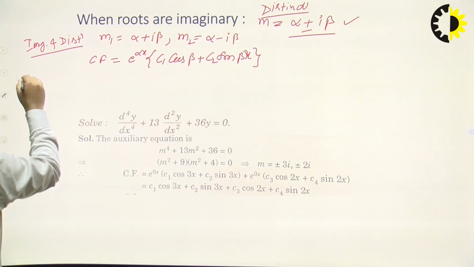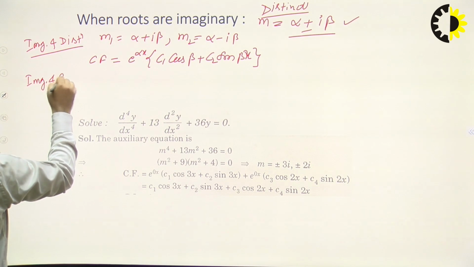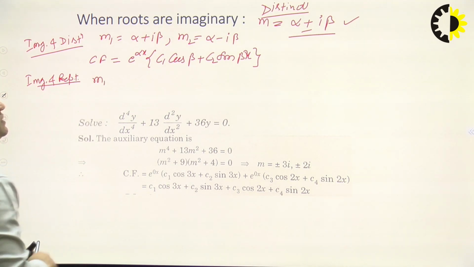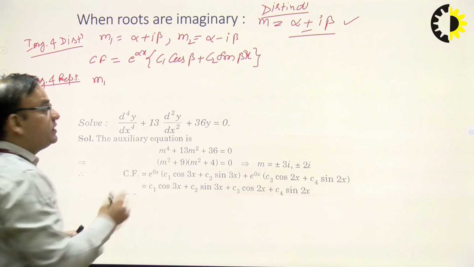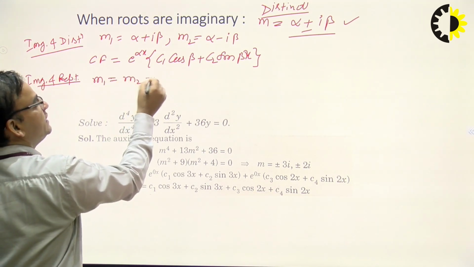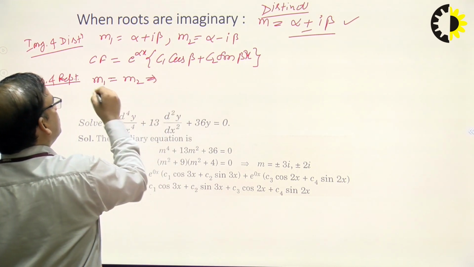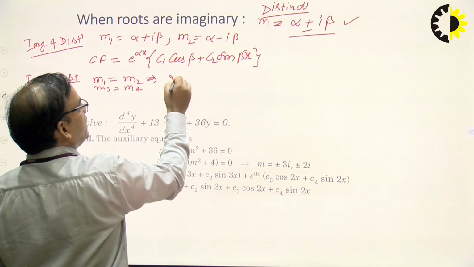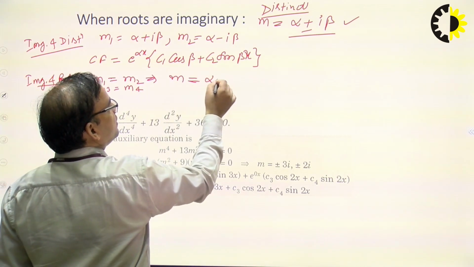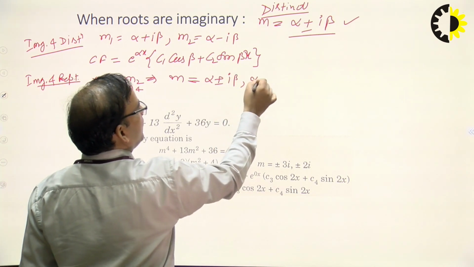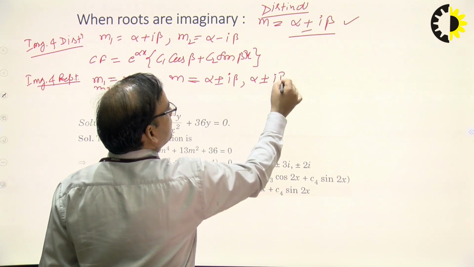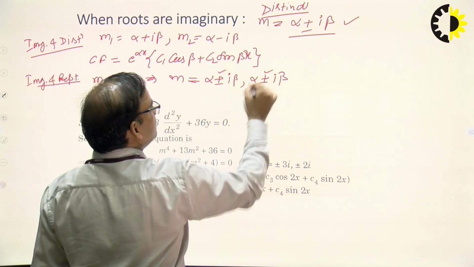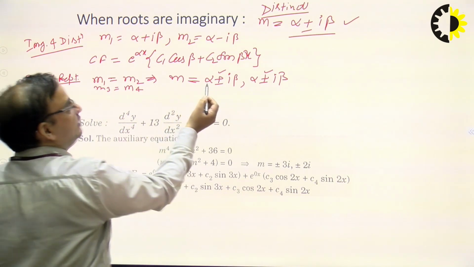But in the case of imaginary and repeated roots, m1 will be equal to m2. That is, here we have to take 4 roots in the case of complex functions. So here we have m as alpha plus minus i beta and alpha plus minus i beta. So m1 will be equal to m2, and then we have m3 and m4.